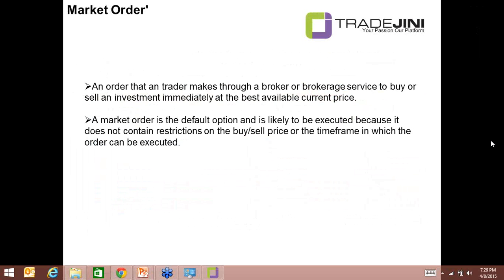A market order is the default option and is likely to be executed because it does not contain any kind of restriction on buy and sell price or the time frame in which it has to be executed. So Nifty is trading at 8,000, you put a market order. Based on whatever available bid and ask is there, it will be immediately executed. The execution will not be delayed. This is what normally a market order does.